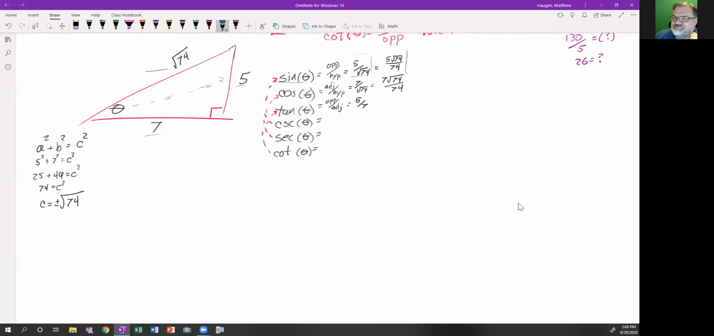I'm going to go back to this unrationalized form and use its reciprocal just because that's easier. So it's square root of 74 over 5. Secant, reciprocal of cosine. So square root of 74 over 7. Cotangent, reciprocal of tangent, 7/5.